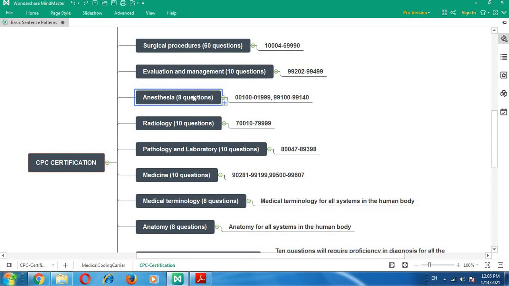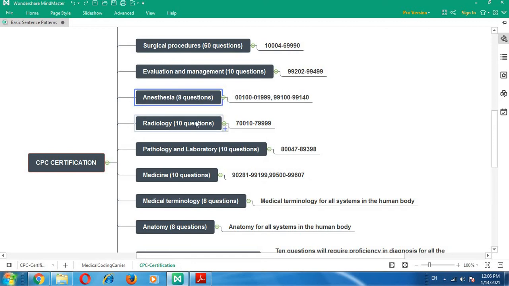It involves 8 questions, and the core series for anesthesia is 00100 to 01999, and 99100 to 99140 is the qualifying circumstances code used by the anesthesiologist while performing their services. So this section is also a very easy section, and 8 marks is allotted for the anesthesia service. All the services performed by the anesthesiologist come under this anesthesia section.